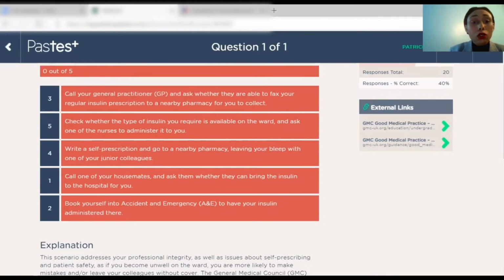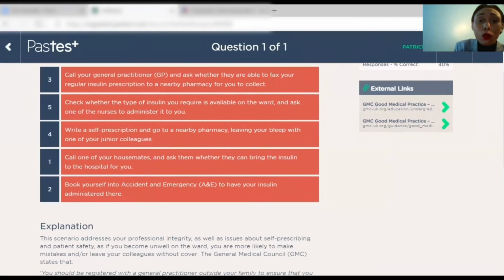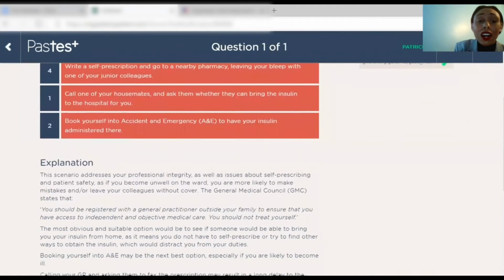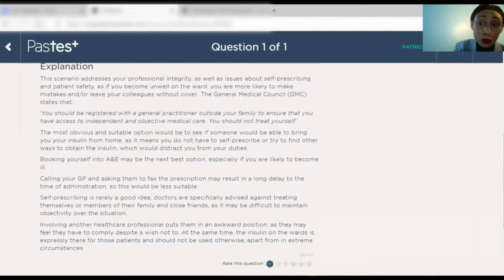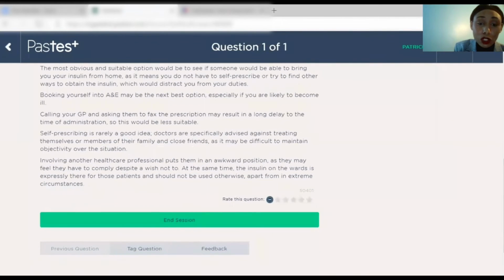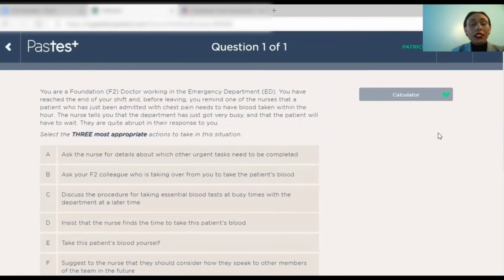3 would, yes, be to call your GP and see if they can get your medication to you, but that may take a little bit longer, admittedly. 4 would be to write a self-prescription, because this is obviously going towards more least appropriate. And then 5 is taking medications from the ward, from the patient. So that, again, is the worst option, basically. And again, there's a very detailed explanation about what you should do and how you should rank the question.